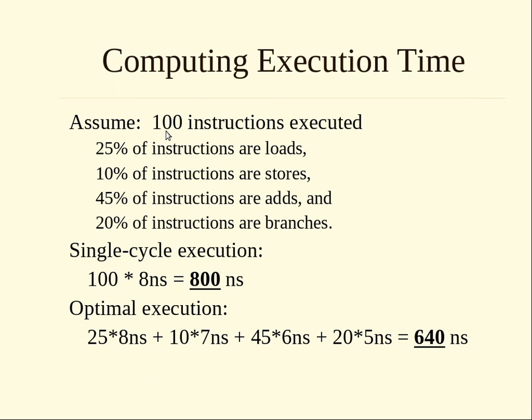So what does that mean? Well, we're assuming 100 instructions executed, 25% are loads, 10% are stores, 45% are adds, and 20% are the branches, aka the CMP and the JA. The cycle time on a single cycle is 100 times 8, because everything has to run at the slowest speed, which is 800 nanoseconds. But optimal execution in this regard would be 640 nanoseconds.